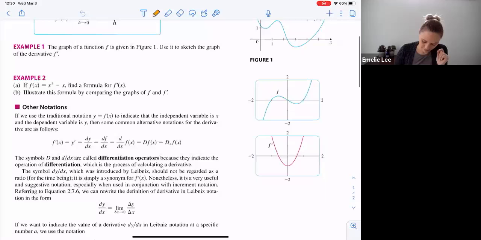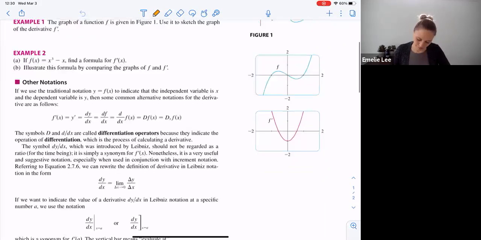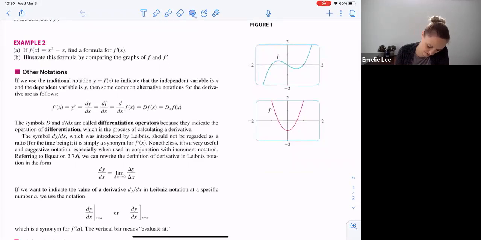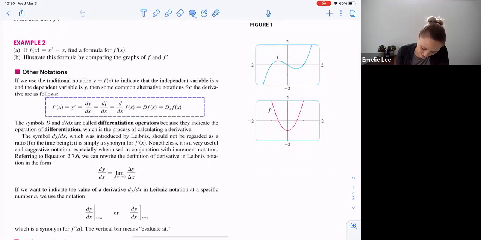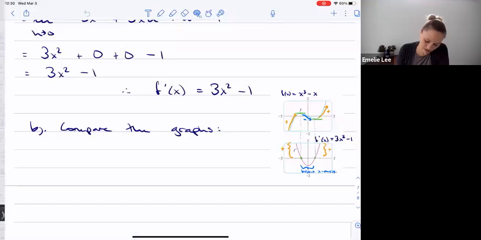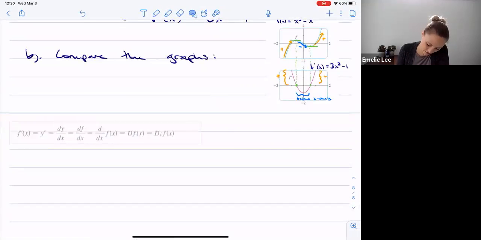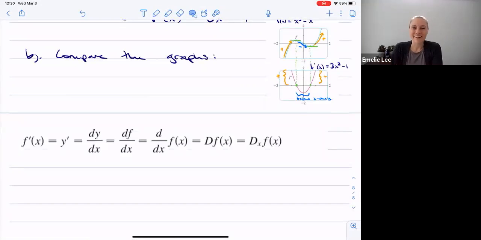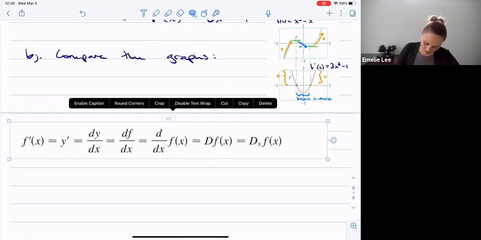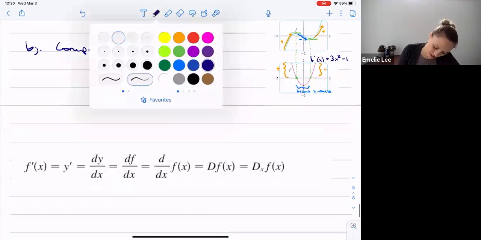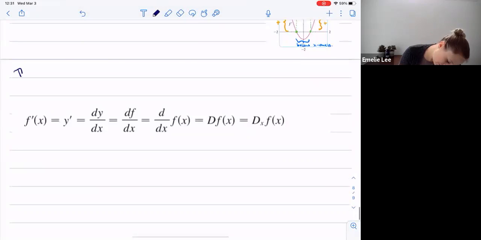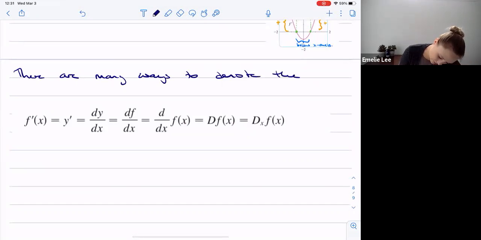Let's see here. Oh yeah, other notations. There's quite a bit of description here because I know that the different notations can be really confusing from experience. And so there are many ways to denote the derivative.